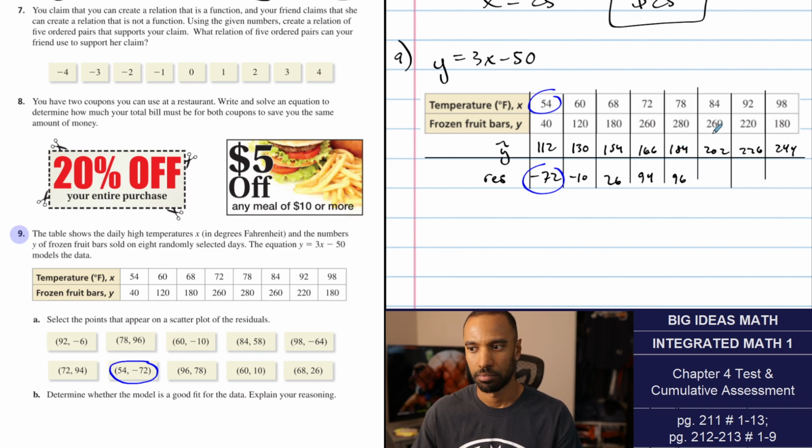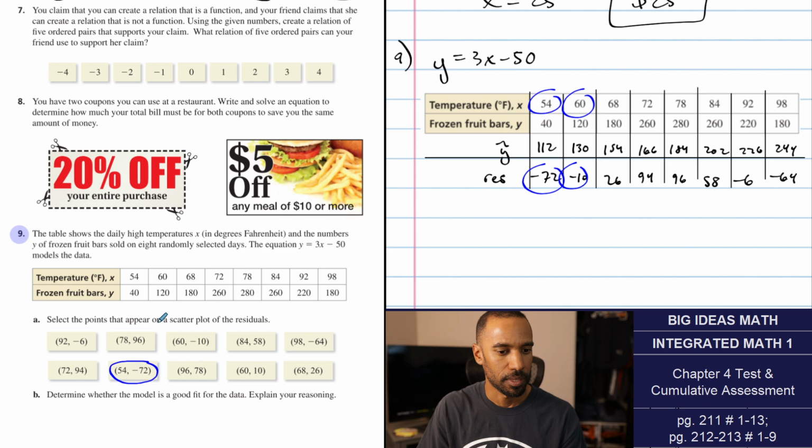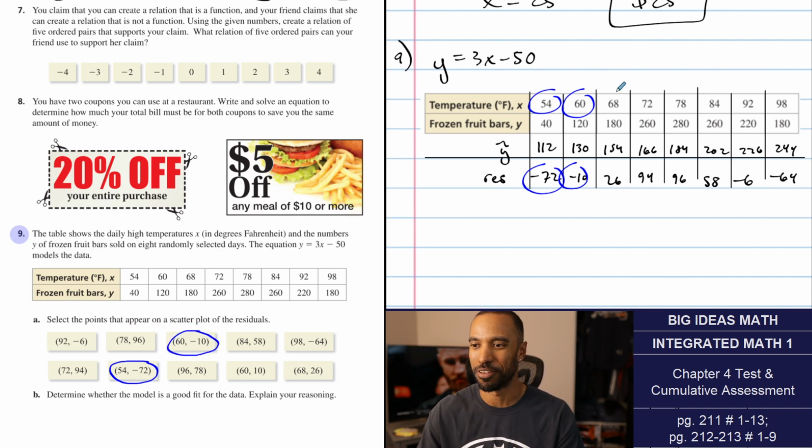96, I think. 58, negative 6, and negative 64. So let's keep checking these ones. This with this, etc. 60 comma negative 10. I'm only hoping I'm doing this right. If I have it on there, then I know I did it right. You know what I mean? Or I feel like I did. If it's not on there, I'm going to question it.